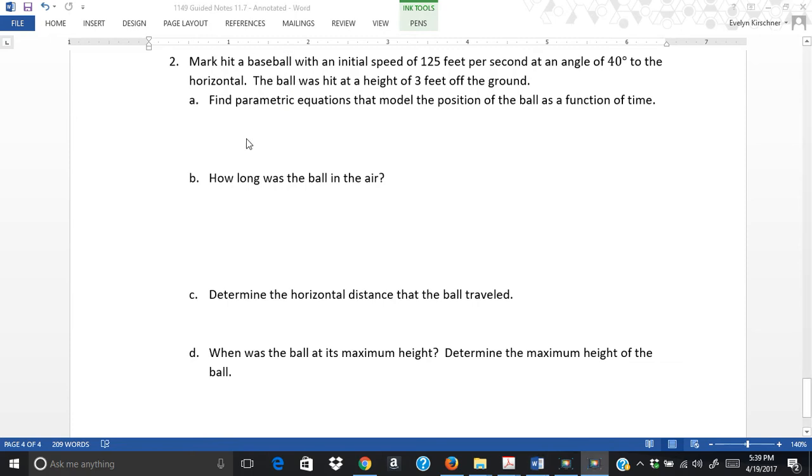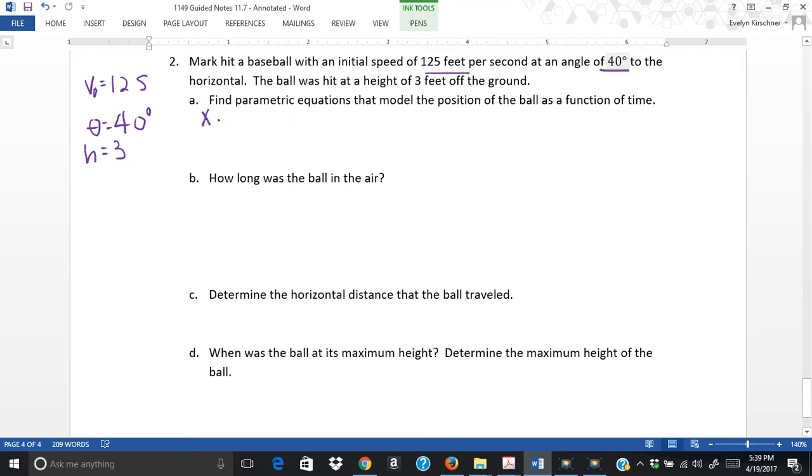So I have another projectile. When you hit a baseball, it's a projectile. I have an initial speed of 125 feet per second, so my V naught is 125. My angle is 40 degrees. That's what I hit it at. And the initial height is 3 feet. So I need to find parametric equations.